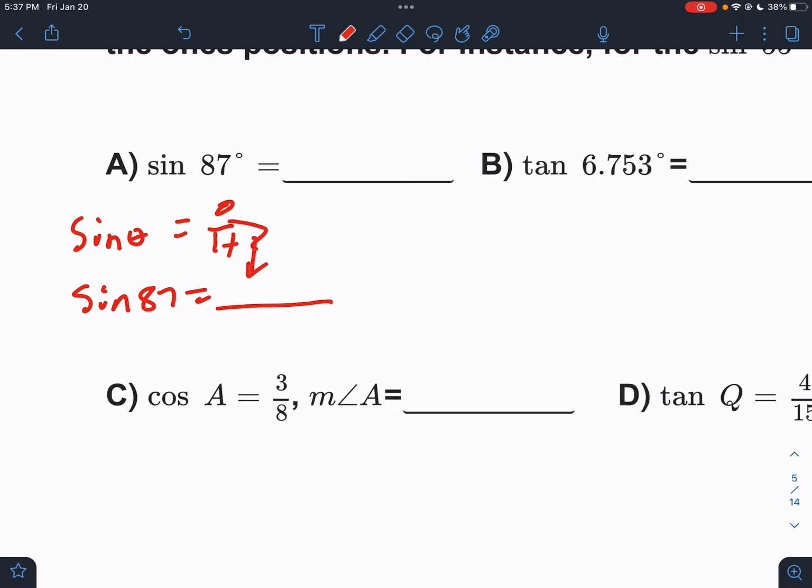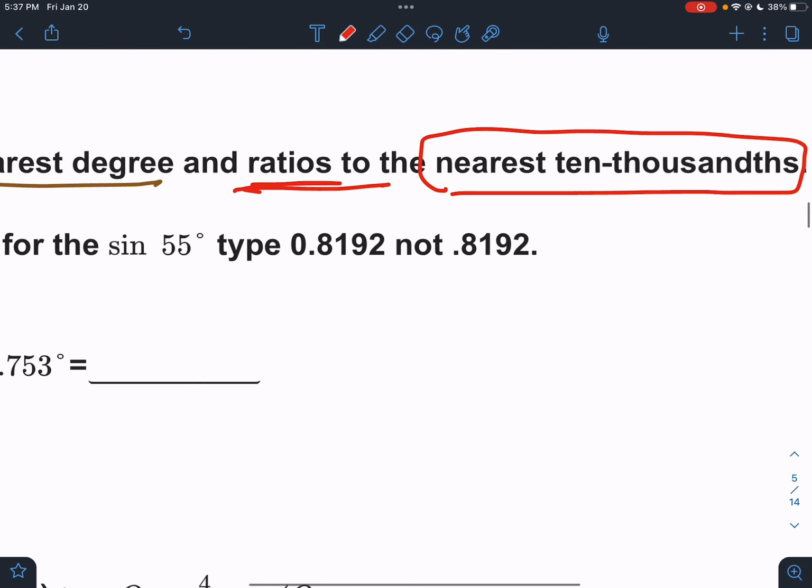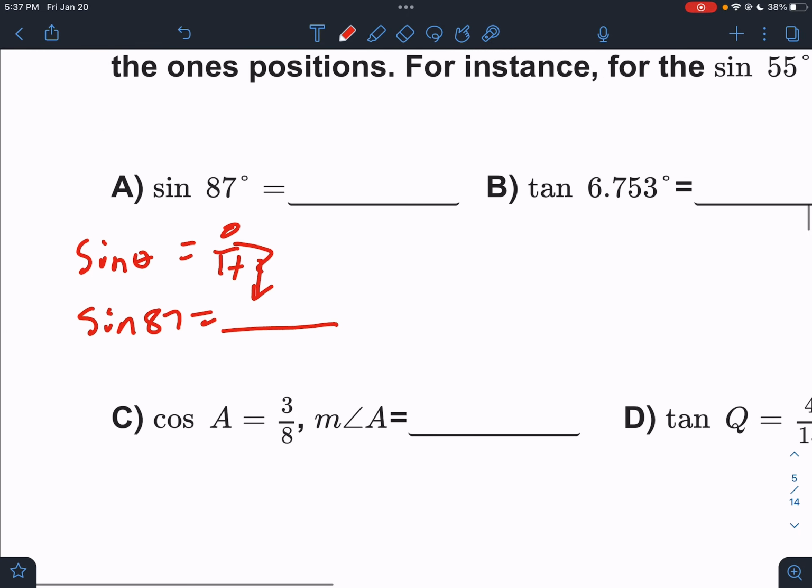That ratio, to the nearest 10,000ths, would be 0.9986.